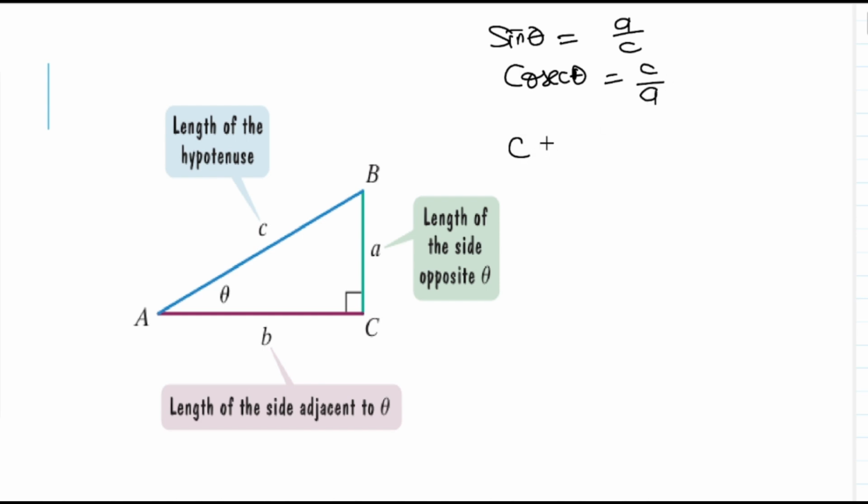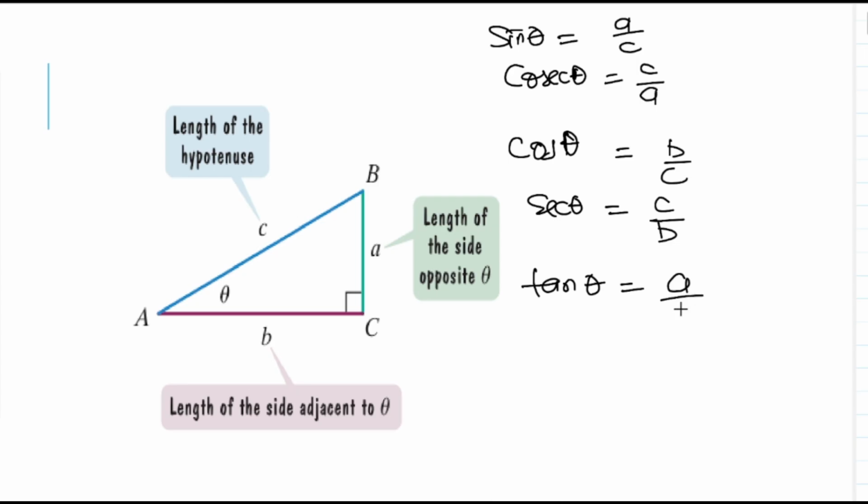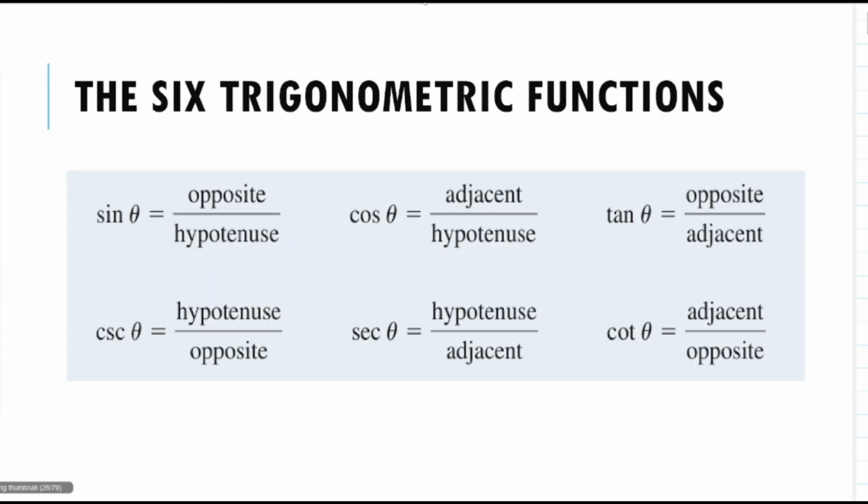And then if cos theta equals b over c, sec theta will be equal to c over b, and then tan theta equals a over b, so that means cot theta will be equal to b over a. So you can define their values and find them.